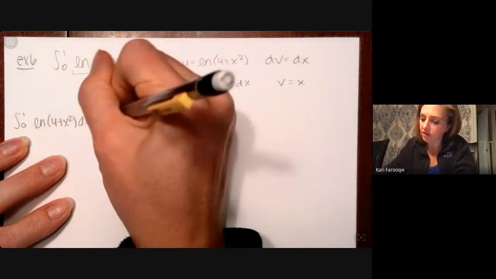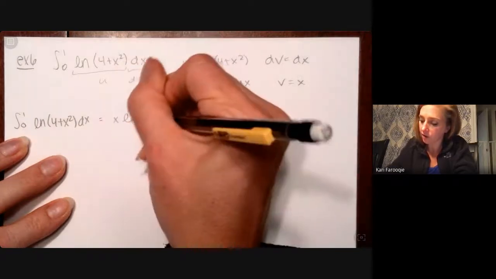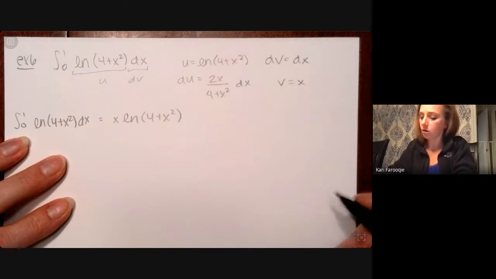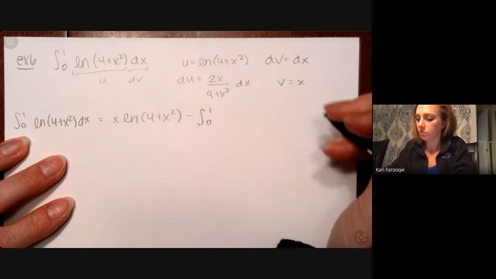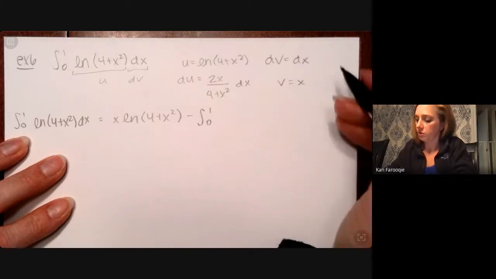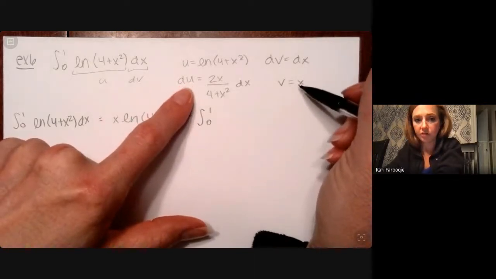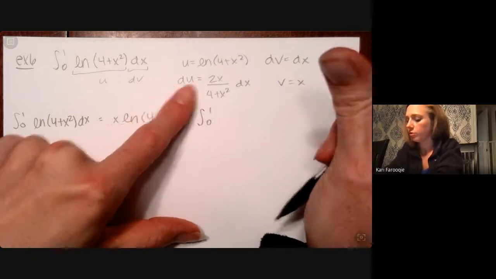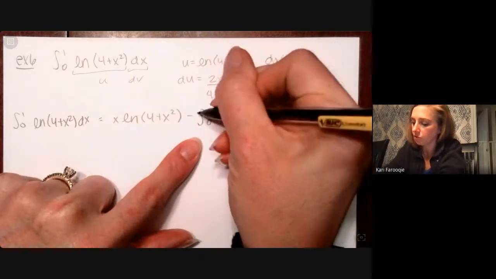All right, so go ahead and set up your parts. We have uv, so I've got x times ln of 4 plus x squared minus the integral. You can pop your limits of integration back on from 0 to 1 of, so it's uv minus v du. So your v du, when you multiply these two together, I'm kind of toying with whether I want to pull this 2 out front. And I kind of do. I'm going to move the 2 out front.